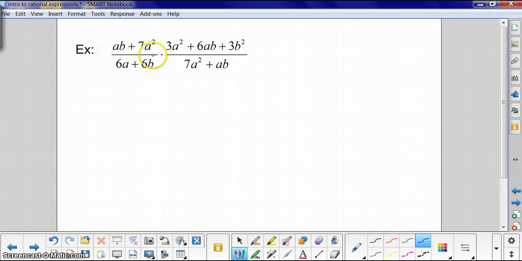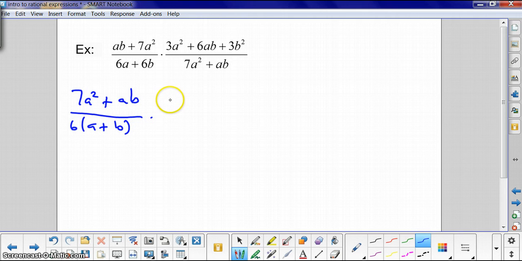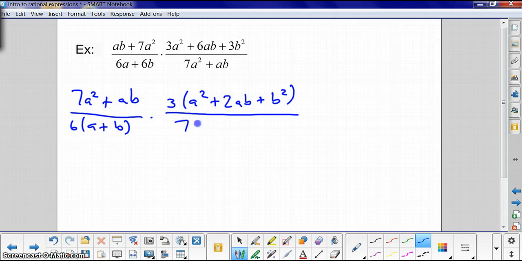And notice that it's just the order is backwards. So these are actually the same expression as each other. That will be nice when I want to reduce. So I'm going to go ahead and rewrite the order of this. This is now 7a squared plus ab over 6 times a plus b, times, let's take out a 3, and I'm left with a squared plus 2ab plus b squared over 7a squared plus ab.